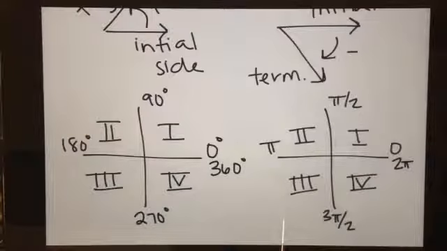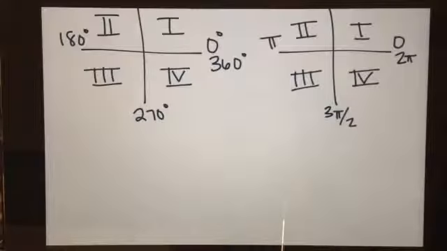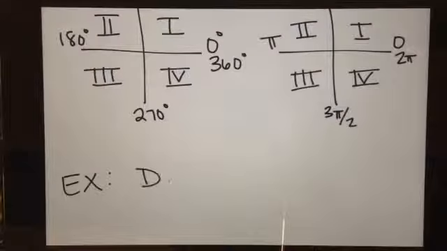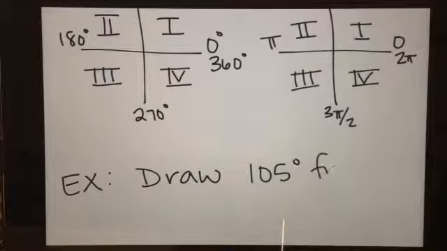Now, one of my pet peeves, and I know the other pre-calc teacher has the same pet peeve, is when students name the quadrants using regular numbers instead of Roman numerals. It is proper in math to use Roman numerals for these. So when you're talking about quadrant 3, I don't want to see you write the number 3. I want to see you write the Roman numeral 3. All right, so as far as drawing goes, here's our first example. We're going to draw 105 degrees from standard position.